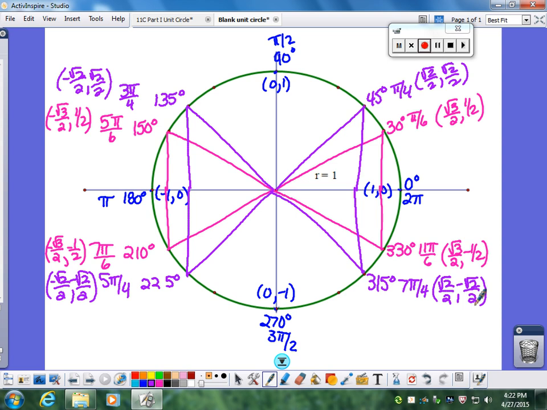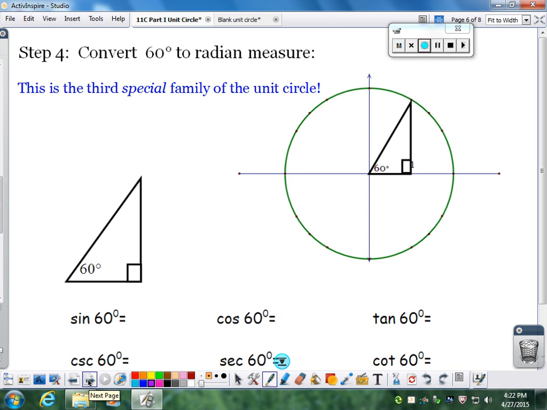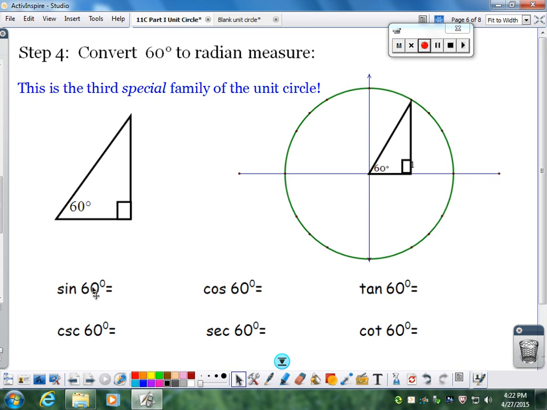All right, here's our last family. Let's go back to our unit circle again. Our last special right triangle is our 60 family. Let's use green. So here again, converted to radians, 60 degrees is pi over 3 radians. In our unit circle, our radius is 1. So our short leg is 1/2, and our long leg is square root of 3 over 2. So that gives this point the coordinate 1/2, square root of 3 over 2.